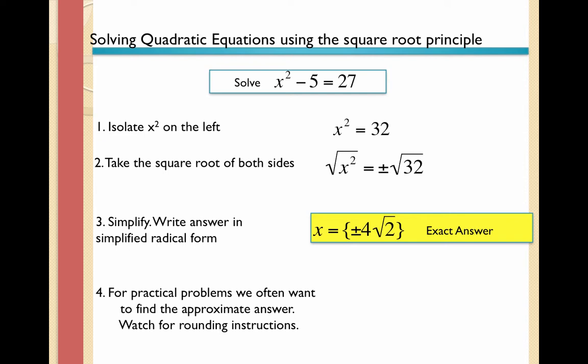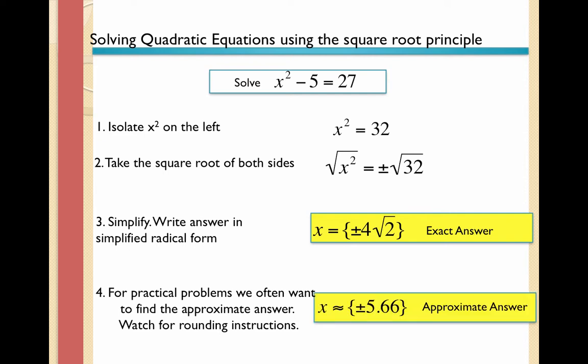Now, oftentimes when we have practical problems, we just want to get an approximate answer. So we plug in the radical into our calculator. In fact, you can go all the way back up to the square root of 32. If all we want is an approximate answer, there's no need to go through the simplifying process. So plug in square root of 32 in your calculator. There's often rounding instructions to tell you what place to round to, and that's what is known as our approximate answer. We had to round it off so it's no longer an exact answer, we're just approximating.